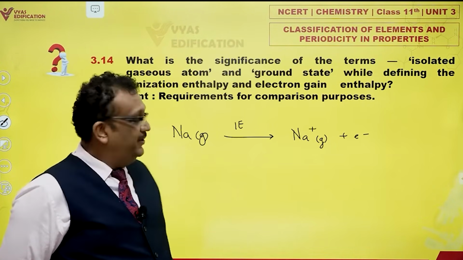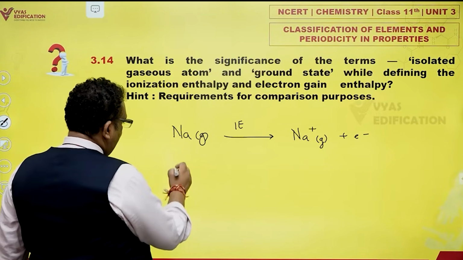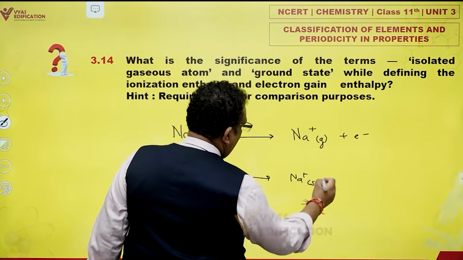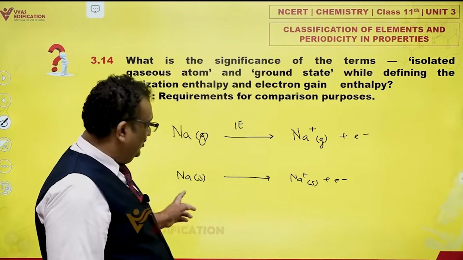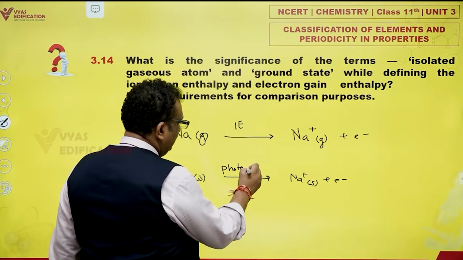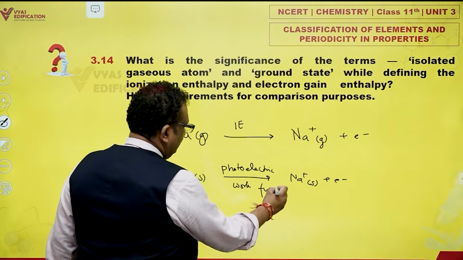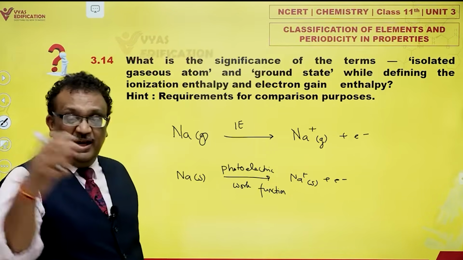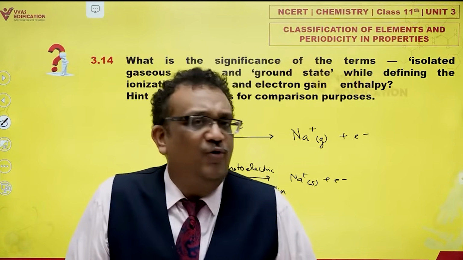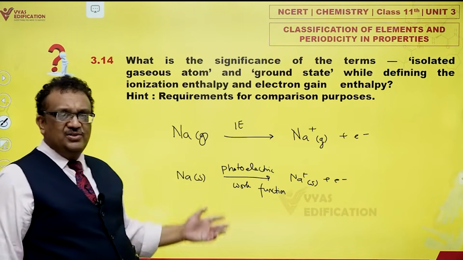The thing is very simple. Instead of gaseous, had I had something like Na solid giving me Na plus solid plus electron, this would have been the photoelectric work function. Why? Light falls on solid metal, electrons are ejected, you get ions. This is the clean photoelectric work function, nothing else. So this is not ionization energy.